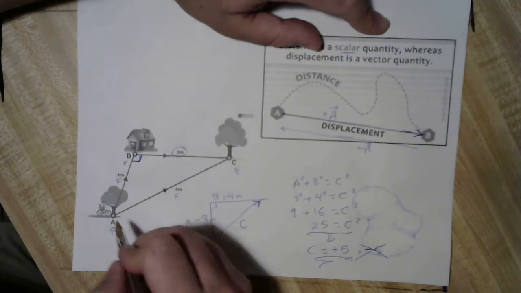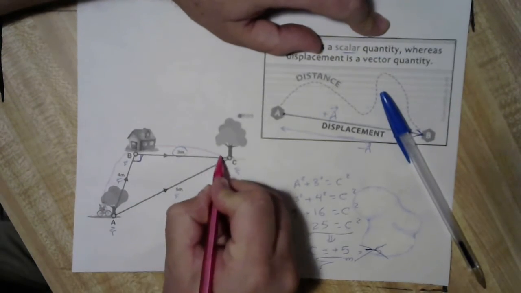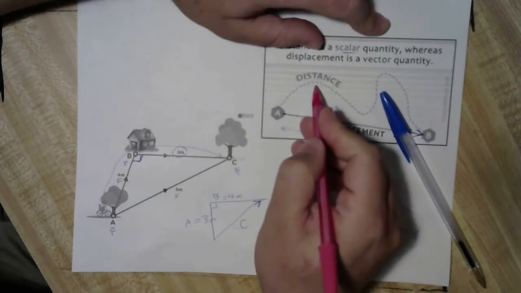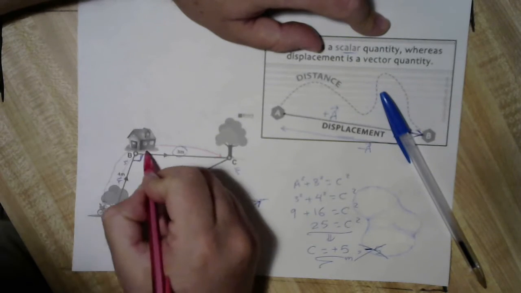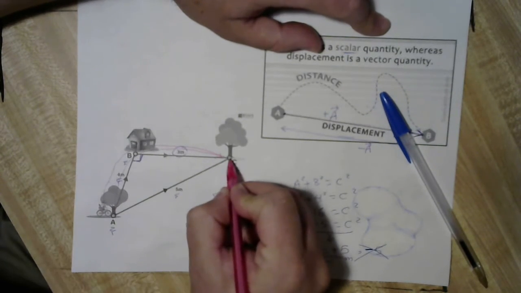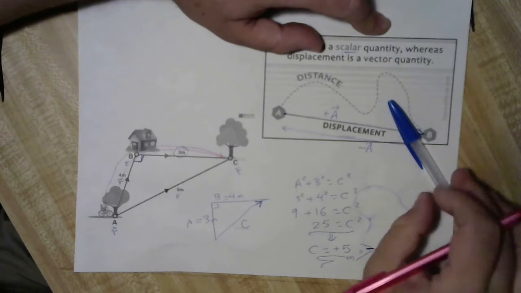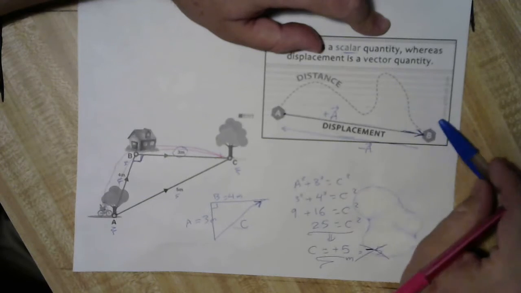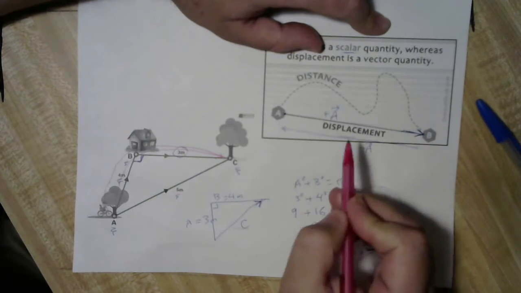Now look, the path from A to B to C is a distance. If I take it not as a straight line from here to here, but the distance from A to C directly is a displacement. It is a vector. So a displacement is the shortest distance between 2 points, and it is a vector.